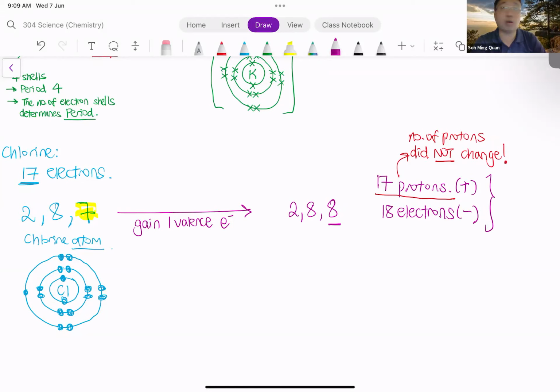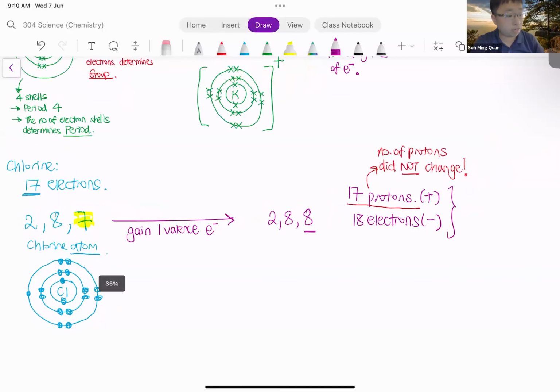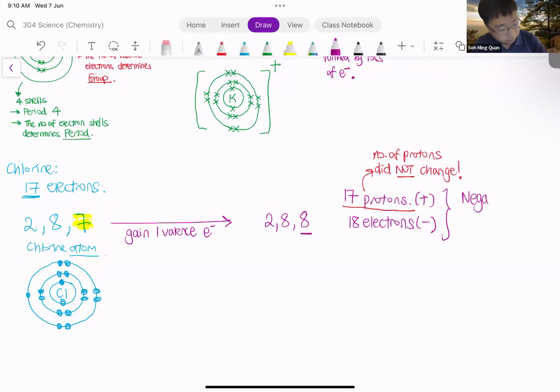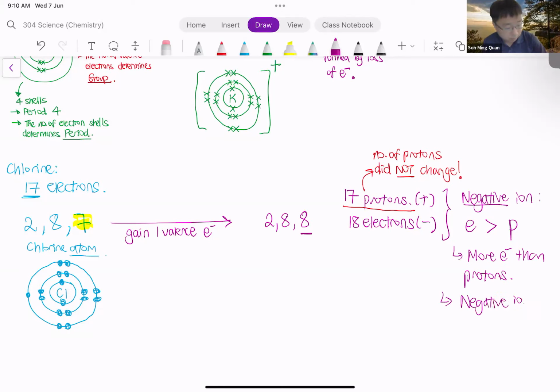The overall charge is not 0. It has more electrons, right? So this will be a negative ion. Negative ion is where electrons are more than the protons. So you've got more electrons than protons. And this makes perfect sense because negative ions are formed by gain of electrons.